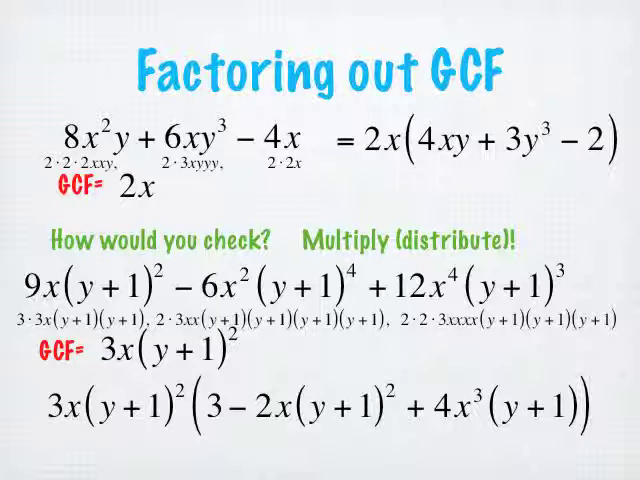Okay, for the next one, I pull out a 3, pull out an x, so I'm left with 2 times 2, and then 3 x's, so that's 4x cubed. Pull out 2 of the y plus 1's, so I'm left with 1 y plus 1. And that is how we factor out the greatest common factor.